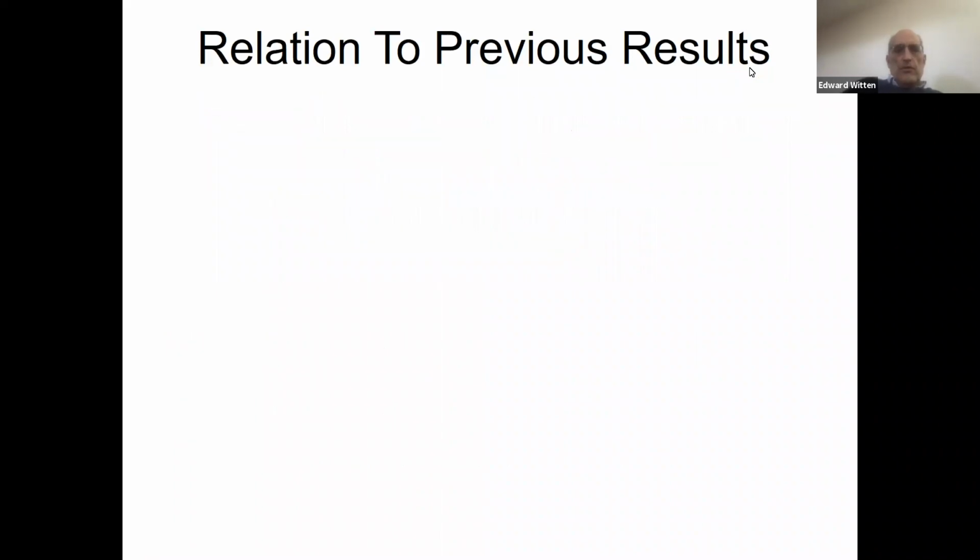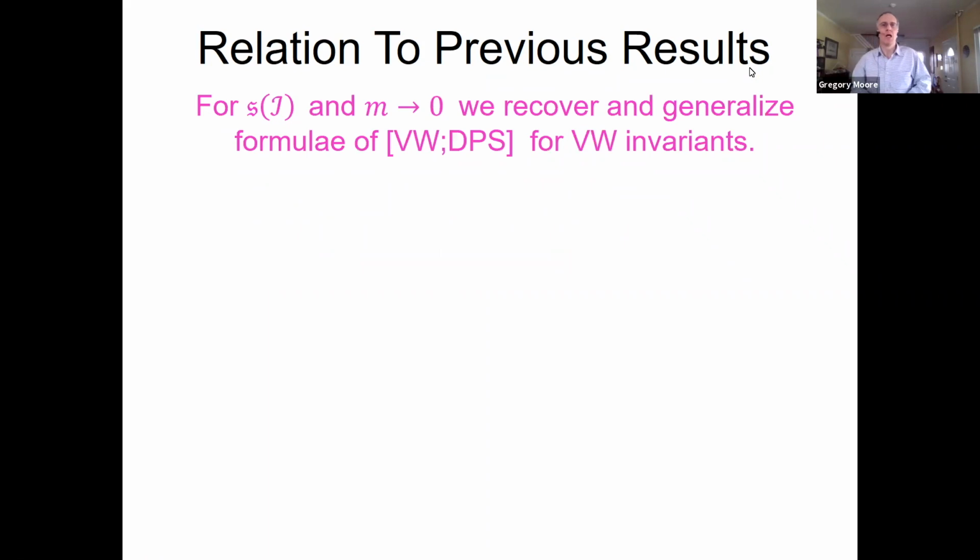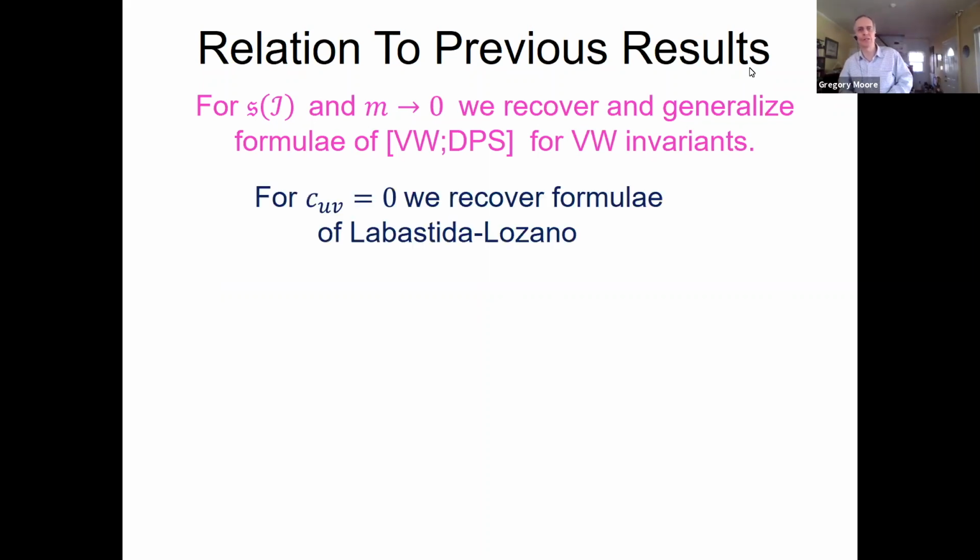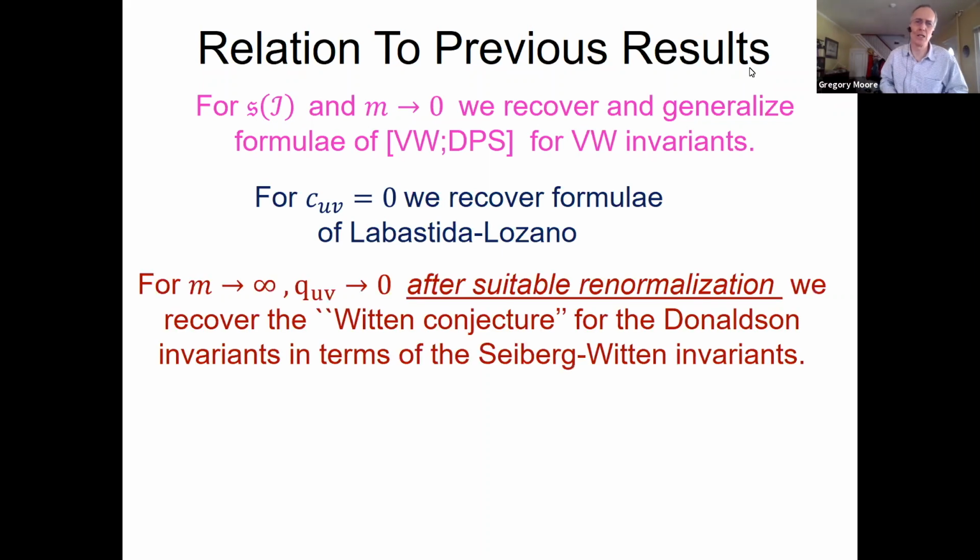Okay, so let me say real quick something about relation to other people's work. For the canonical spin C structure determined by an almost complex structure and the mass goes to zero, we recover and generalize formulae from the Vafa-Witten paper and also from a nice paper of Dijkgraaf, Park, and Schroers for the Vafa-Witten invariants. When CUV is zero and our manifold is spin, we recover formulae that were written by Labastida-Lozano.